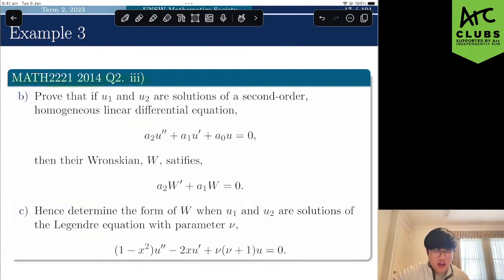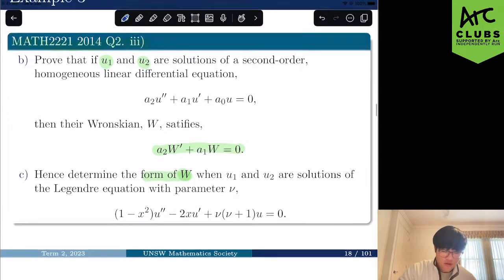First part is to prove that if we have two solutions, U1 and U2, then their Wronskian satisfies this here. So this is actually the equation, the lemma that we looked at earlier. So we have to prove this lemma. And then the next part is to determine the form of W when U1 and U2 are solutions to this equation here. And I guess what it means by the form of W is just find W for this equation.